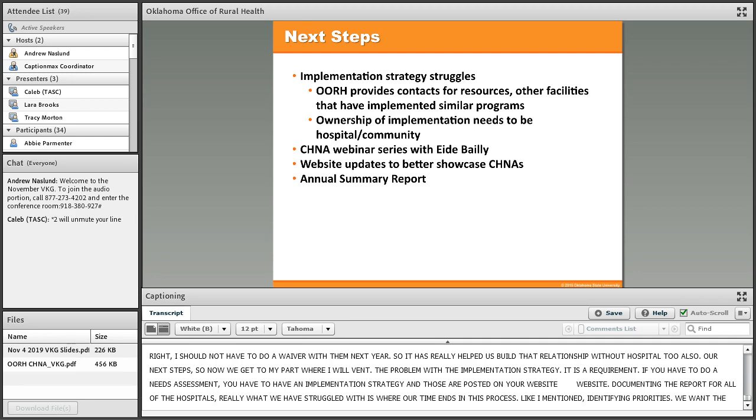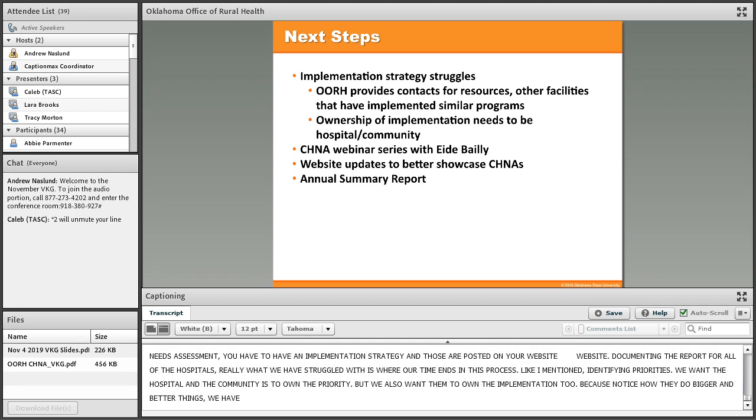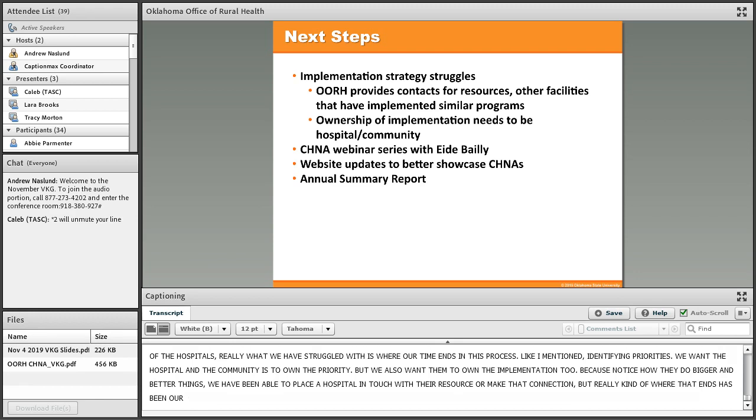And we did a site visit about 2.5 years ago, and they mentioned they wanted to do a needs assessment. And so we said, okay, yeah, let's do that. And since then, they're our friends. We're in good contact with them, and actually, if my spreadsheet's right, I should not have to do an MBQIP waiver with them next year. So it's really helped us build that relationship with that hospital too.